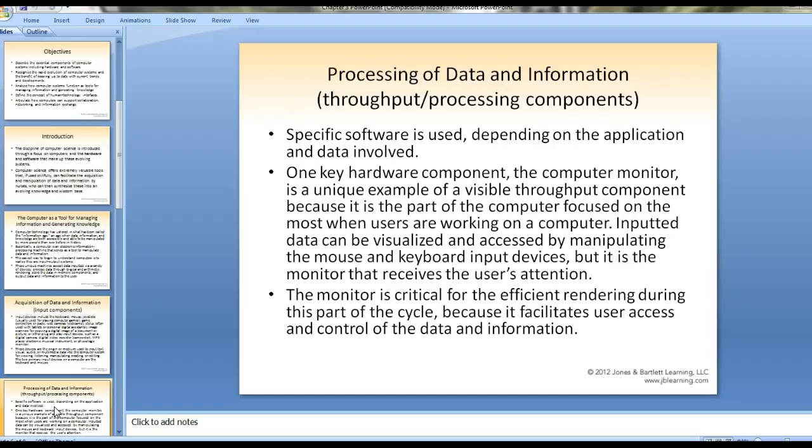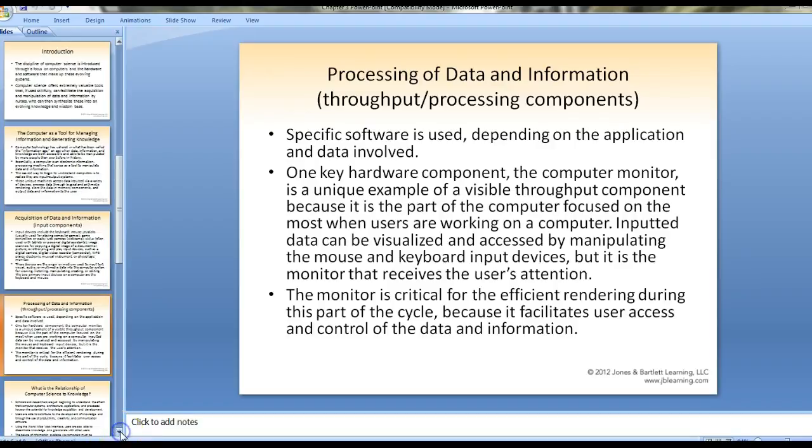The monitor is critical for efficient rendering during this part of the cycle because it facilitates your access and control of the data and information. If you don't have a monitor, you don't know what information you are seeing and what to do next, right?